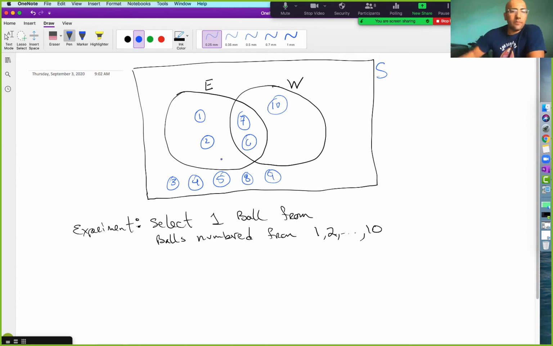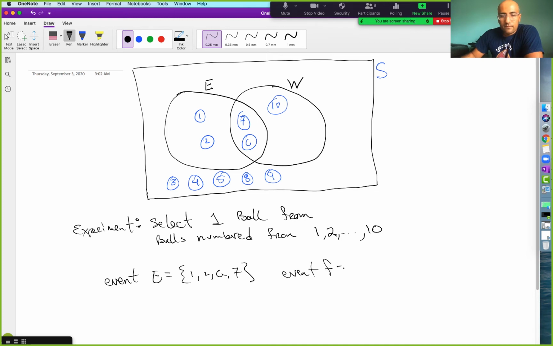So far we're good with that setup. Okay, so now we can use this to set up various things we've learned so far. So let's identify our events. Event E is the numbers 1, 2, 6, and 7, if you want to put them in order. Event F is equal to the numbers 6, 7, and 10.